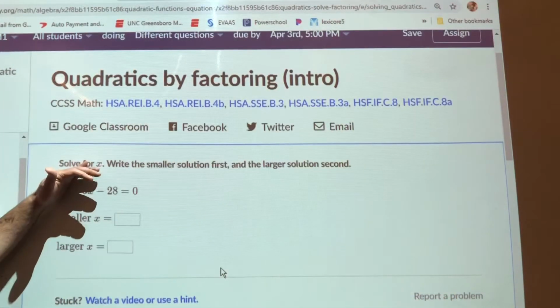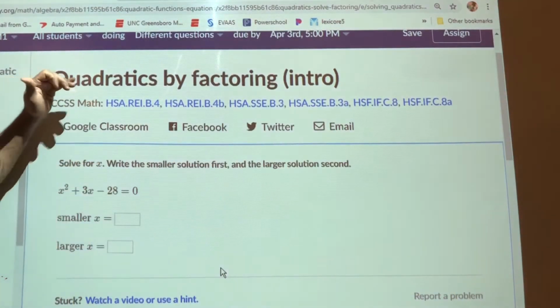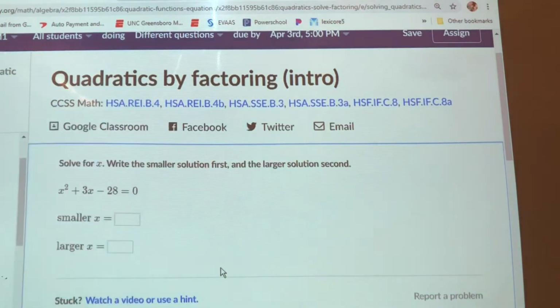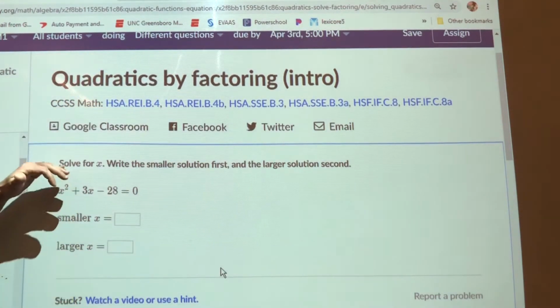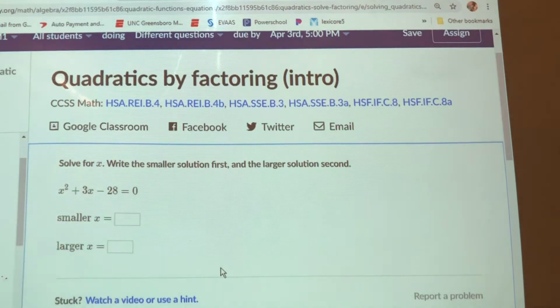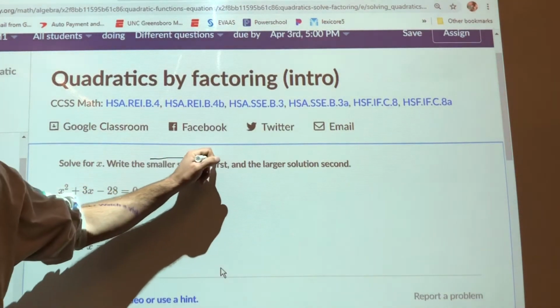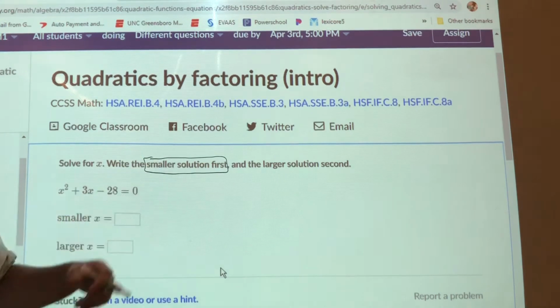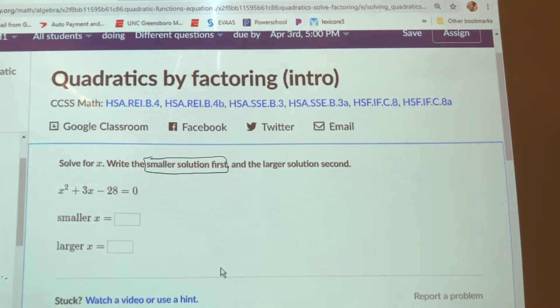This is a Khan Academy assignment that you have this week. This is solving quadratics by factoring, and this is the intro. So solve for x, write the smaller solutions first. That's important, write the smaller solution first. If we don't write them in the right order, then we're gonna get these wrong.